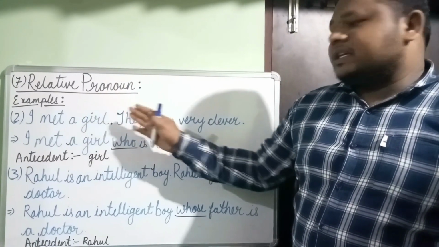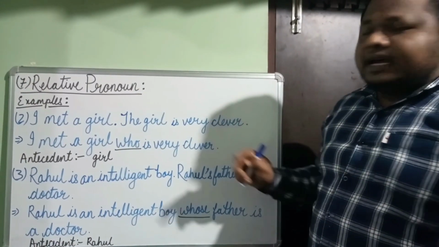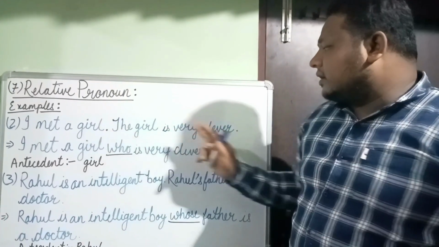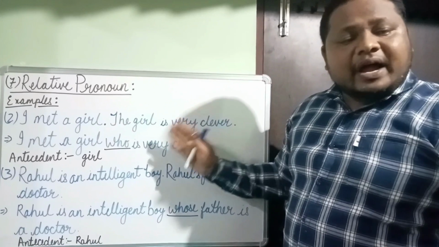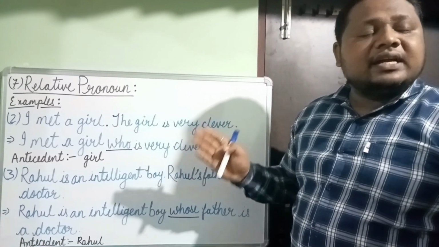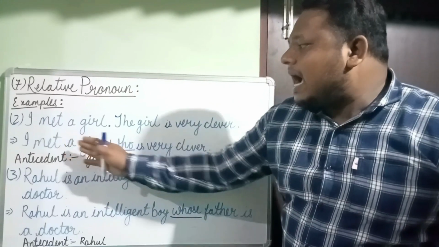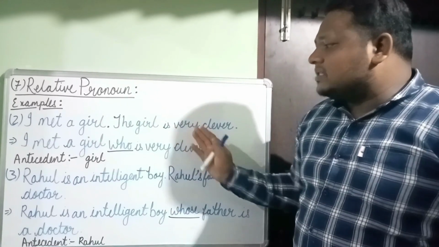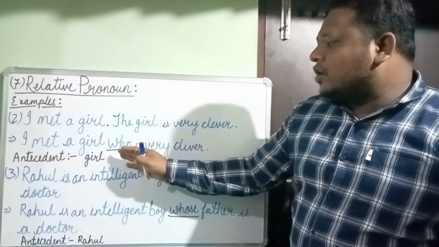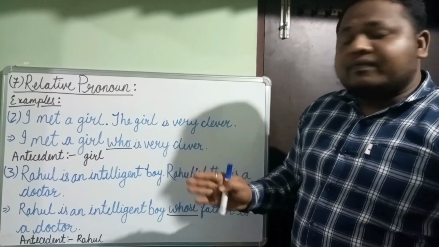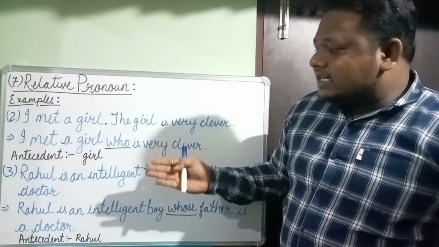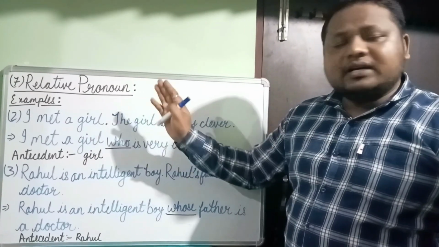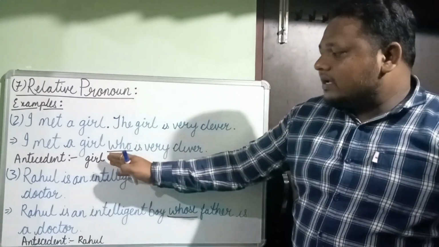Example 2. I met a girl. The girl is very clever. In these two sentences, we have a noun in common. That is girl. Alright. So we will try to join these two sentences using a relative pronoun. Here, I met a girl who is very clever. Alright. So now we have joined these two sentences using the relative pronoun who. Okay. And now if we want to know what the antecedent is, it will be girl, because we are talking about the girl in both the sentences. So our antecedent will be girl.